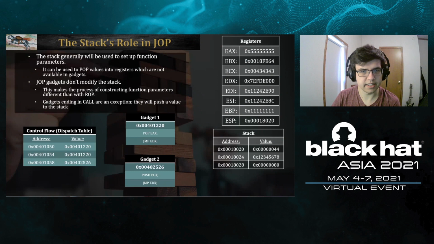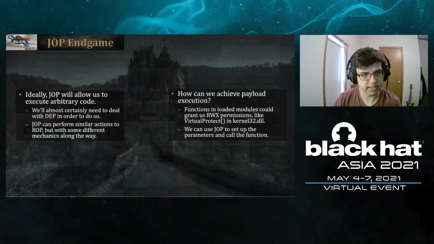With JOP, on the other hand, the stack still does play a role. However, it looks different because our control flow isn't tied to the stack at all. So with JOP, we still can pop values, we still can push values, and we're still using the stack to construct our function parameters. However, that process just looks a little bit different. So with JOP here, we can still pop values, pop another value, and push a value.